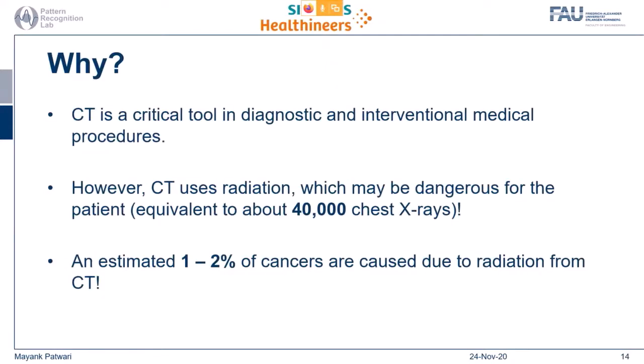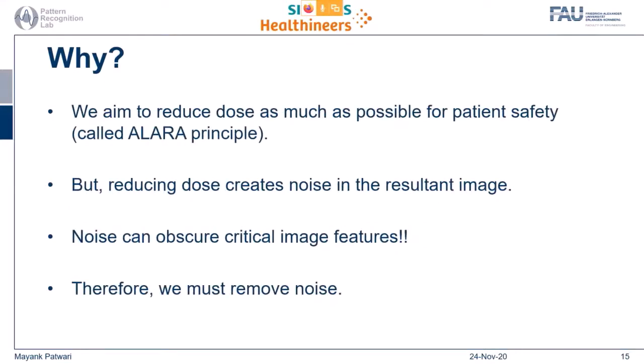Let's go back a bit. CT is a pretty important tool in diagnostic and interventional procedures, but it's really radiative. It's like 40,000 chest X-rays or several thousand bananas. And in fact, it's important for causing a lot of cancers. It's estimated 1 to 2% are caused due to CT radiation. This is a significant problem.